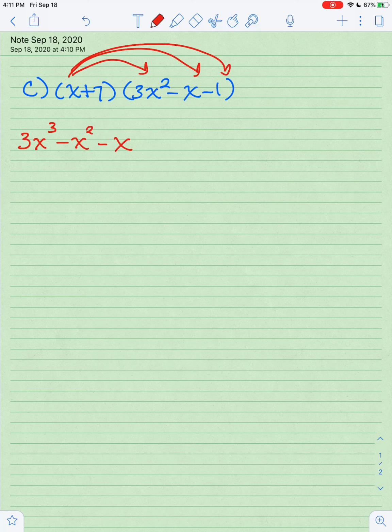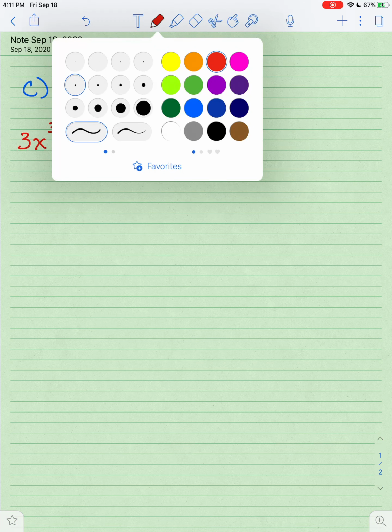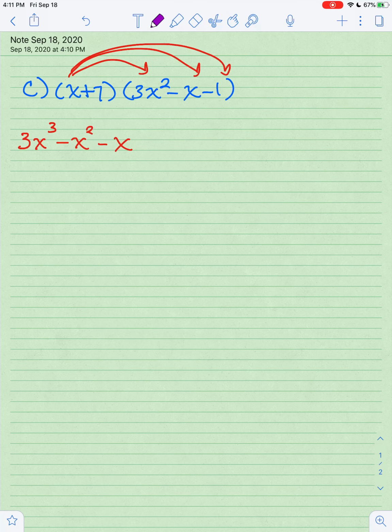Okay. What we're going to do next is distribute the 7. If I do the 7, I'll use a different color, purple for that. 7 times 3x squared is 21x squared. I usually like to write that right under the other x squared so they're lined up nicely. And then 7 times negative x, negative 7x. They're lined up nicely. And finally, 7 times negative 1, negative 7.